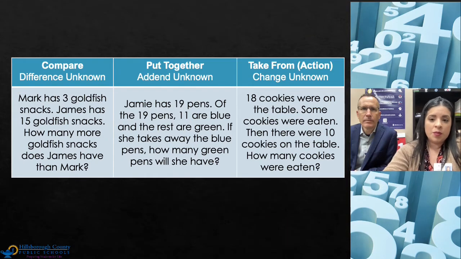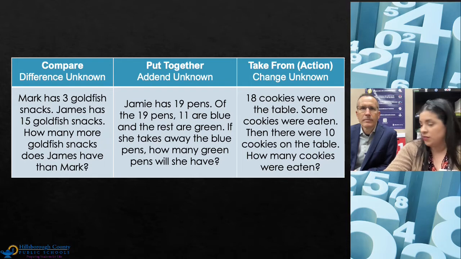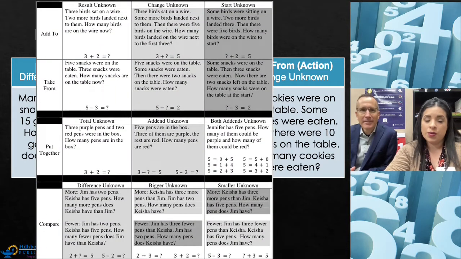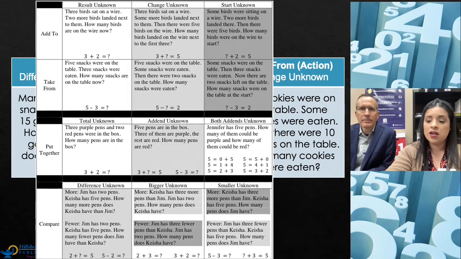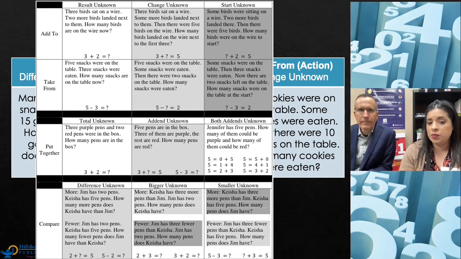These are the three different types of problems that you were presented with: compare, difference unknown; put together, addend unknown; and take from, change unknown. And maybe these are like, what are you talking about, right? So hopefully you have seen this, and I know it was in a previous Math Dive in 5 this year. These are all the different problem types that students should be exposed to.